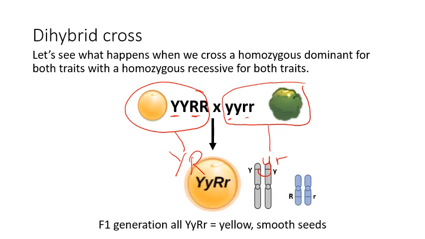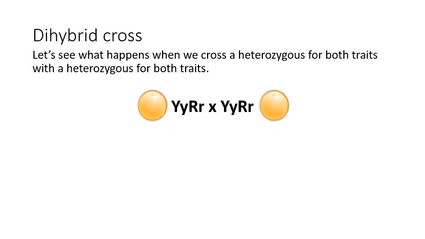Which gives us an F1 generation of all offspring having capital Y, lowercase y, capital R, lowercase r. So all of their offspring are going to be heterozygous for both traits. And because they're heterozygous, they're going to show the dominant phenotype for both traits, which would mean they would have yellow color, smooth texture. So crossing two homozygous individuals is pretty straightforward.